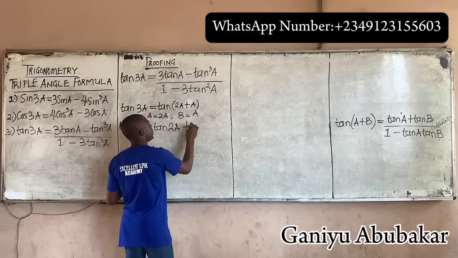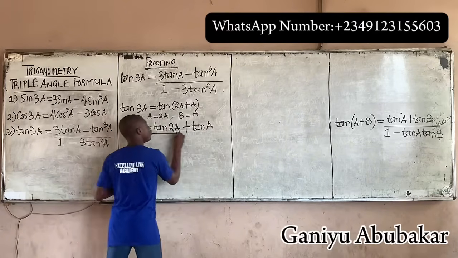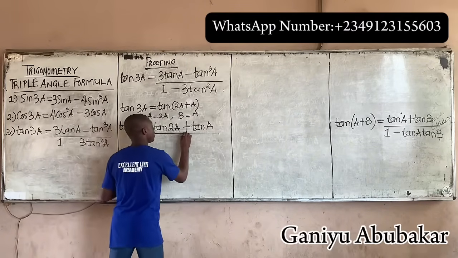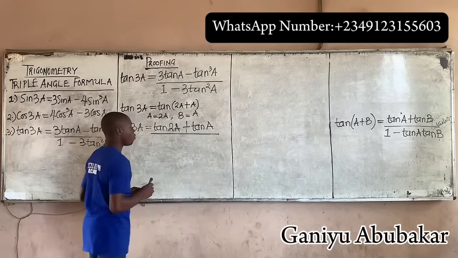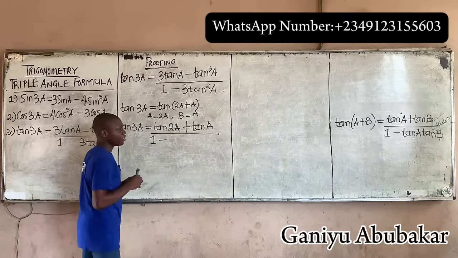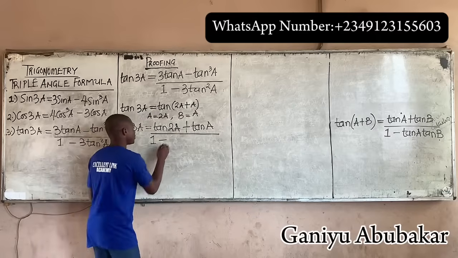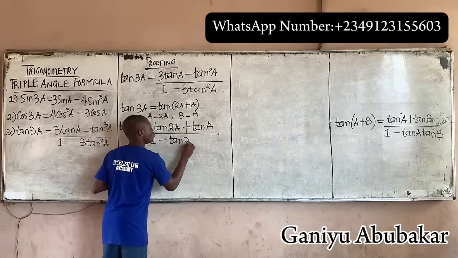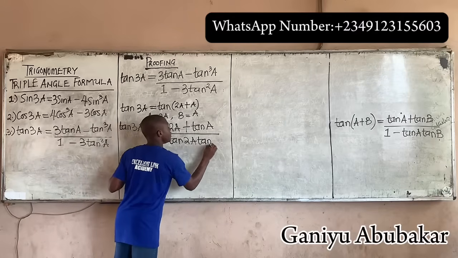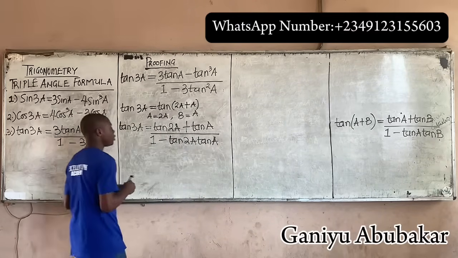That becomes tan A all over, observe please, 1 minus tan A tan B. Anywhere you see A, put 2A, that becomes tan 2A tan B. What is B? B is A. So I have this expression.